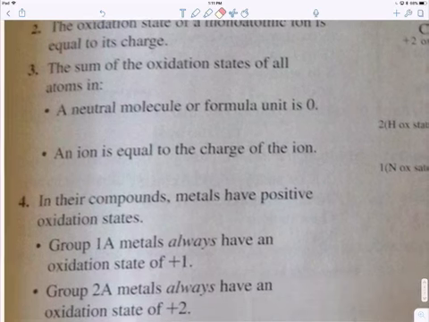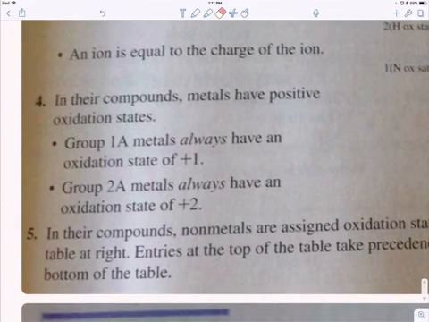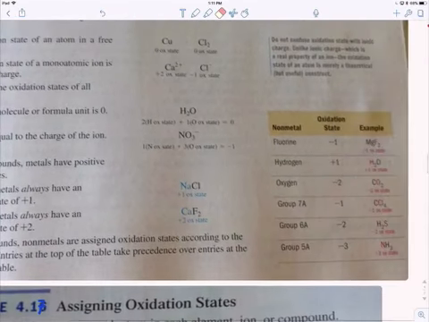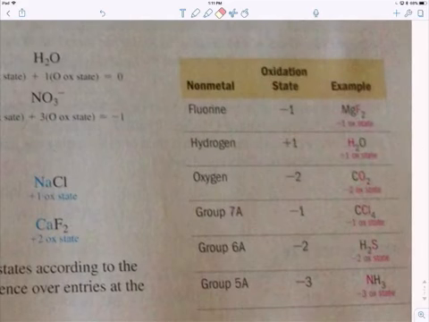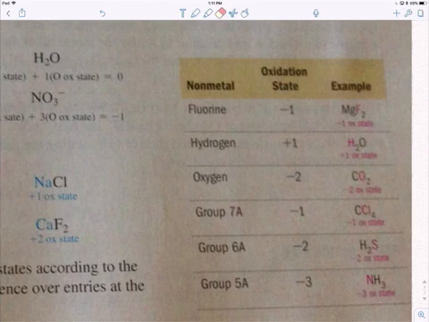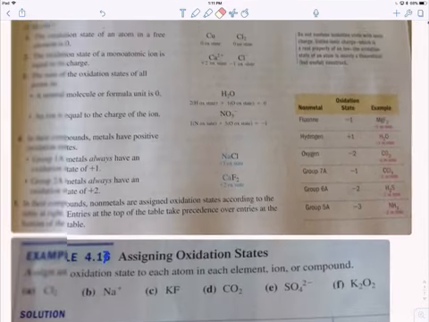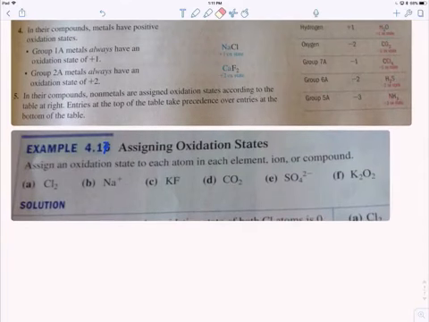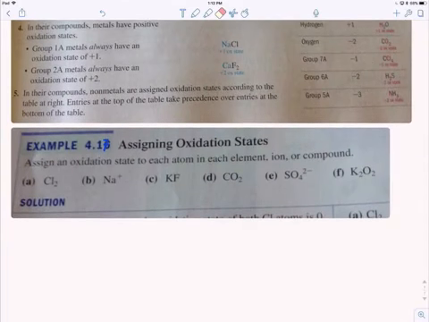Remember, we're keeping track of electrons here. In compounds, alkali metals, group 1A, are always +1. Alkaline earths are always +2. And then in other compounds, we have this table here, and this table is also hierarchical: fluorine tends to be -1, hydrogen tends to be +1, oxygen tends to be -2. Group 7A halogens tend to be -1. Group 6A, the oxygen family, tends to be -2. Group 5A, the nitrogen family, tends to be -3. So let's use these to look at oxidation states.